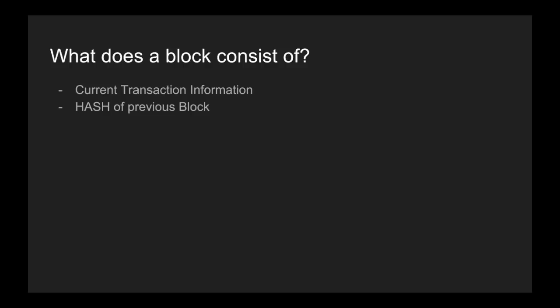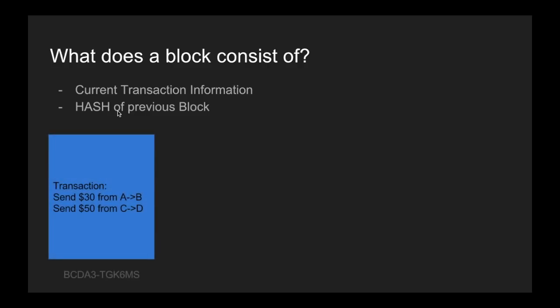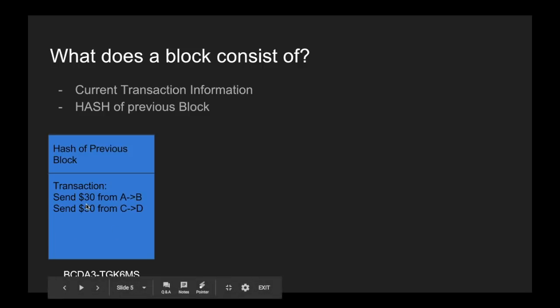So that will be created for every block, and each block gets linked to each other using this hash. So you have linked to the previous hash. Let's say this is a block, right? I have a block which has a transaction which I want to send from A to B, which is $30. Then I am sending it from C to D for $50, right? This is a transaction block. Along with that you have the hash of the previous block, right?